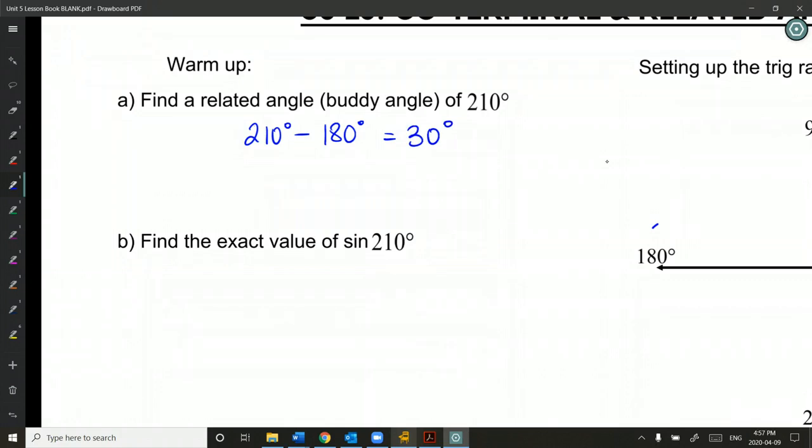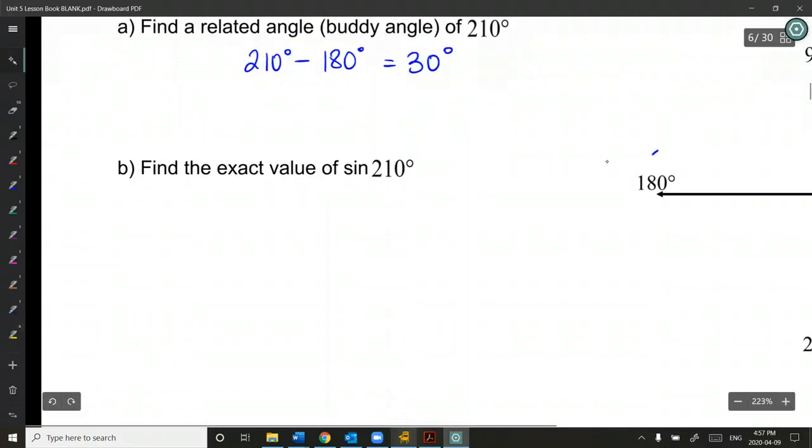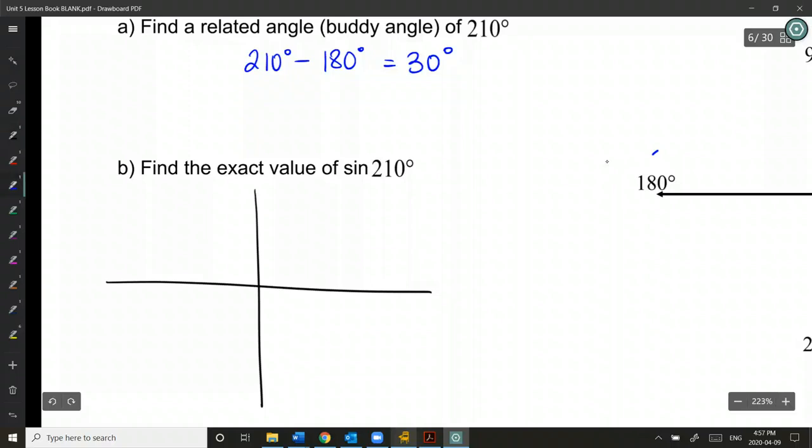Now, the second part of this asks us to find the exact value of sine of 210. So what we're going to do is plot 210 approximately where it should fall. And we found the reference angle between 180 and the 210 line to be 30 degrees.